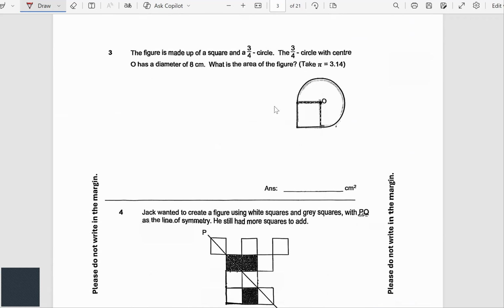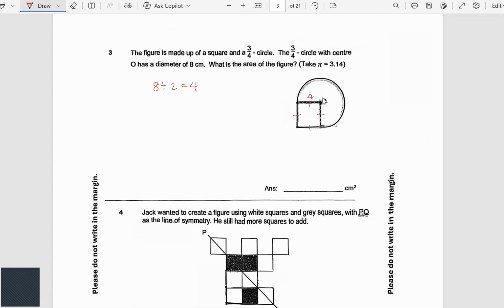Question 3. Figure is made up of a square and 3/4 circle. 3/4 circle with the center O has a diameter of 8 cm. What is the area of the figure? Okay, so if you're given diameter, the radius would be 4. Okay, so this is 4. This is a square, so all the sides are the same, of 4 cm.